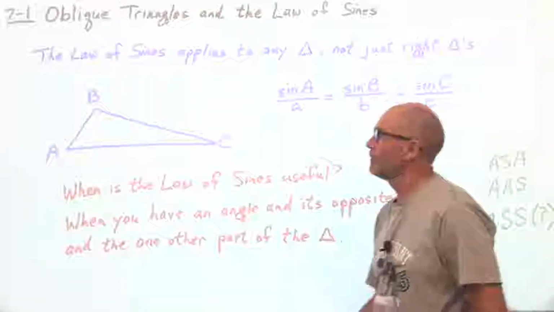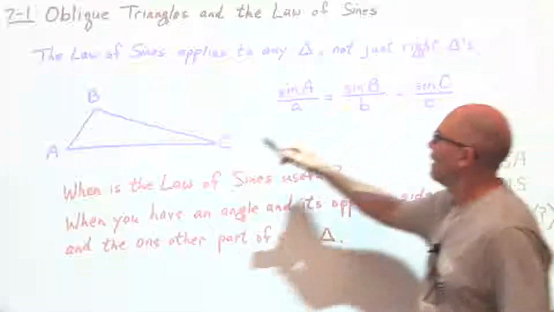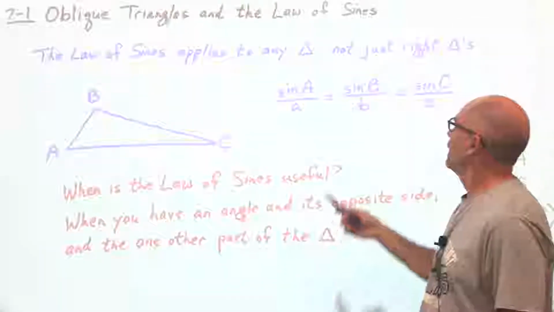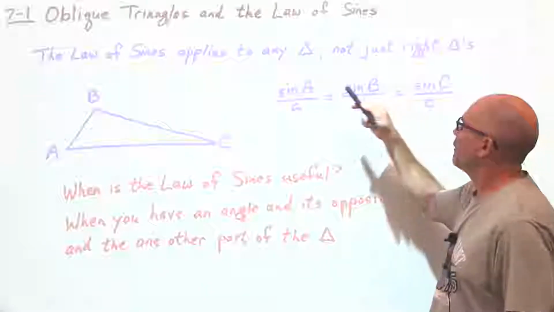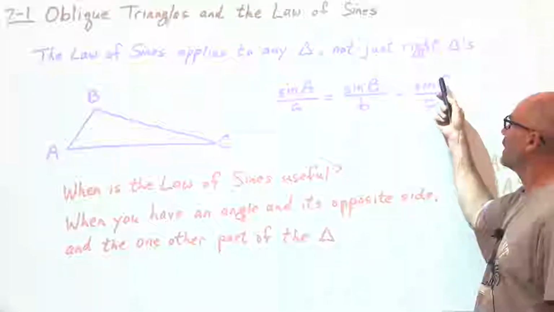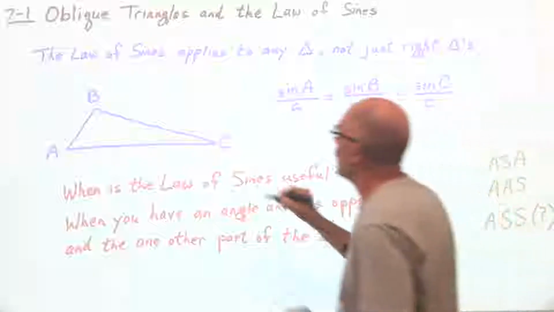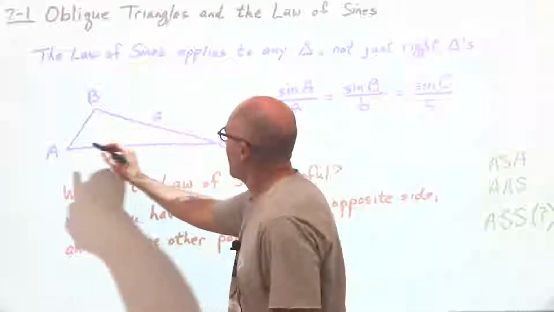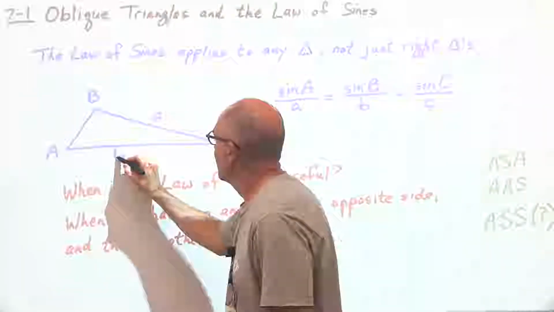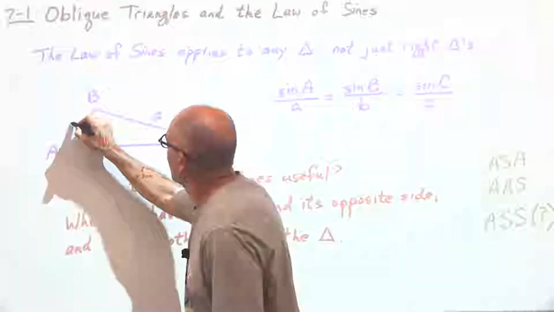Just the facts, ma'am. Okay, the law of sines says that sine of any angle divided by its opposite side equals sine of another angle in the triangle divided by its opposite side, which equals sine of the third angle divided by its opposite side. So, sine of A divided by A equals sine of B divided by B, which equals sine of C divided by C.